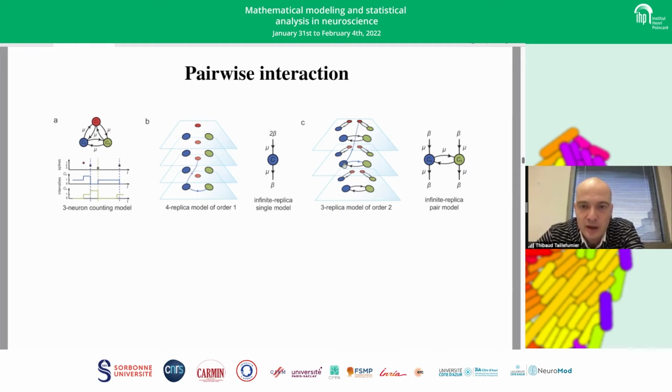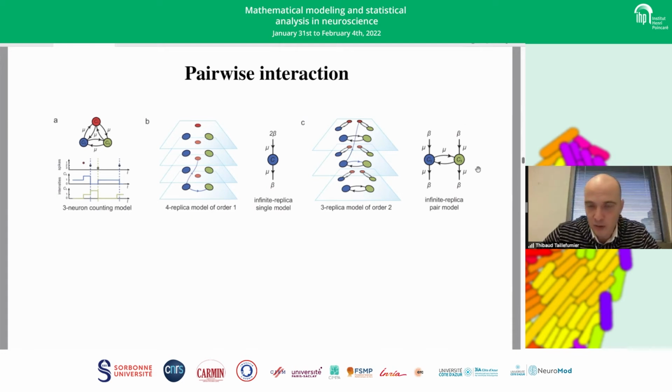If that blue guy spikes, it's engaged with that green guy as a pair. So it's always going to send a signal to that green guy. But when he wants to talk to a red guy, he's going to pick that red guy uniformly and independently across pairs that don't involve blue guys. So basically, it's a different way to split your network.